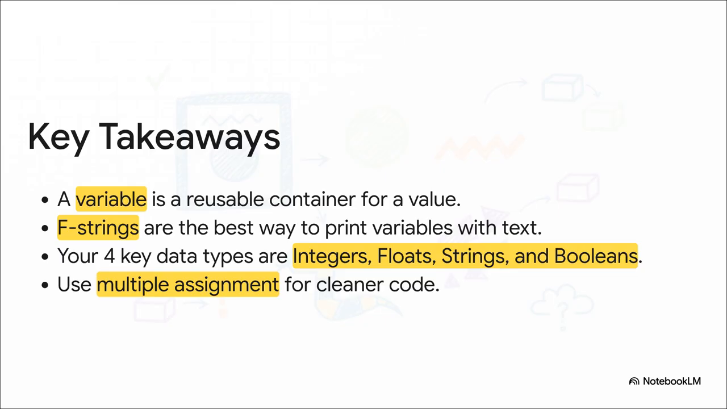Key takeaway number 1. A variable is just a container to store a value. Number 2. F-strings are absolutely the best way to print variables along with text. 3. Your 4 essential data types are integers, floats, strings, and booleans. And finally, use those multiple assignment tricks to write cleaner, shorter code.